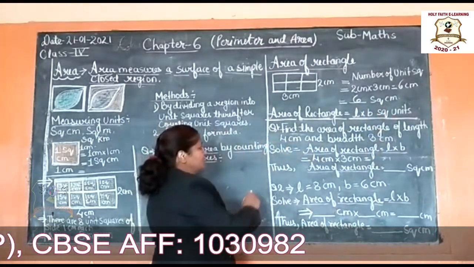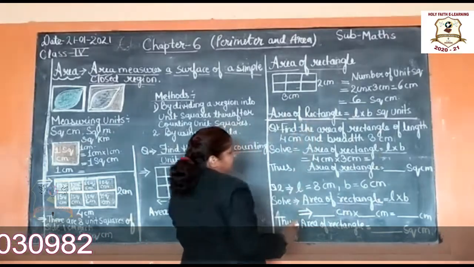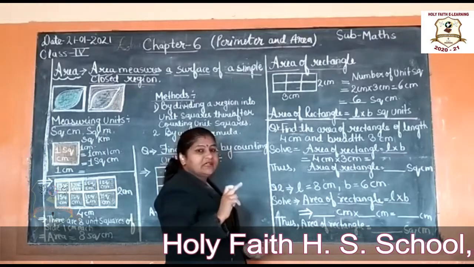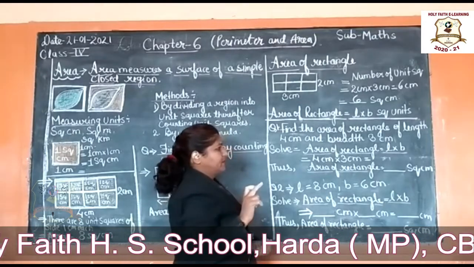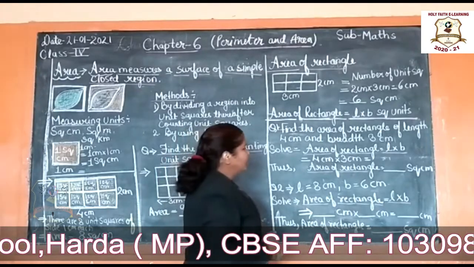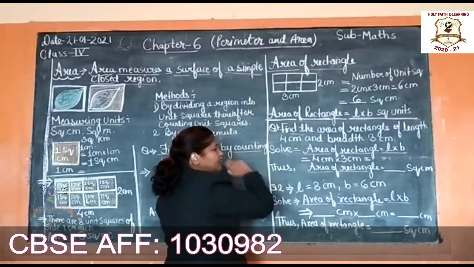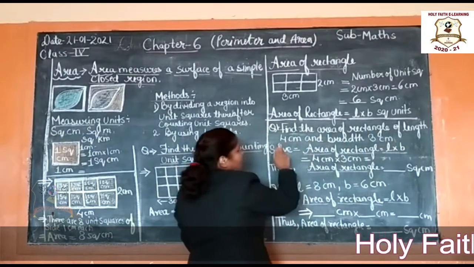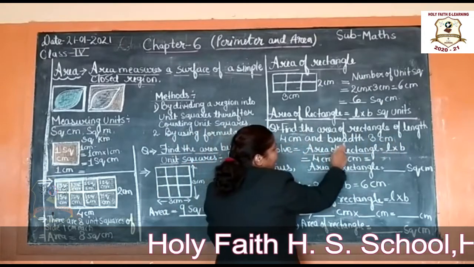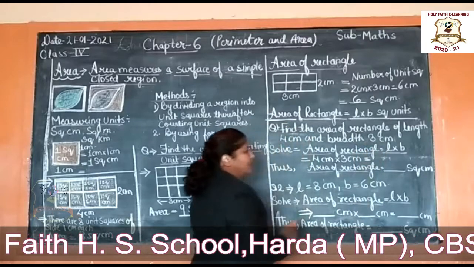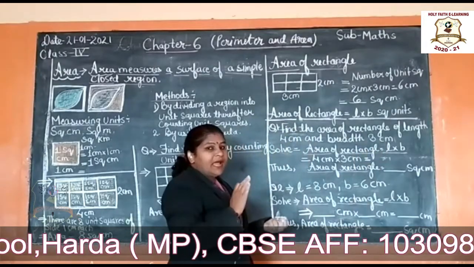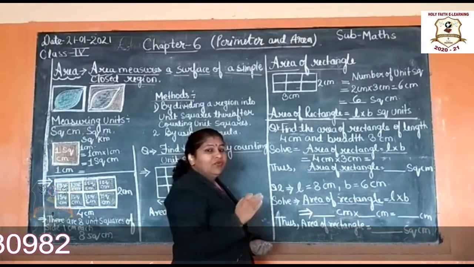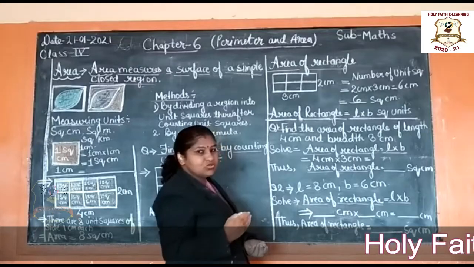Okay, so area of rectangle. The formula of area of rectangle is length into breadth square units. Now we will solve the sum. Find the area of rectangle of length 4 centimeter and breadth 3 centimeter. Here length is given and breadth is also given, and we have to solve this sum on the basis of the formula.